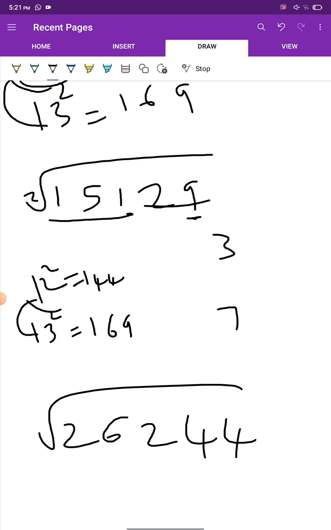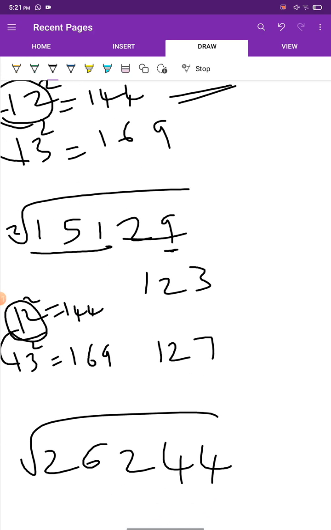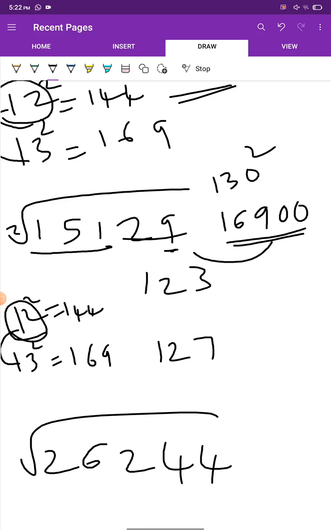But we need to give priority to the lower number square, which is 12. So it could be either 123 or 127. Now we need to appropriate our answer. We know that 130 square is 16900, so it is nearer to it. So our answer is 16,900, but it is very far from our original number.